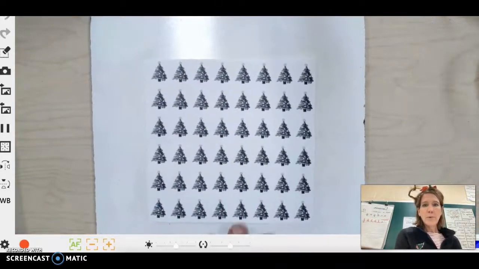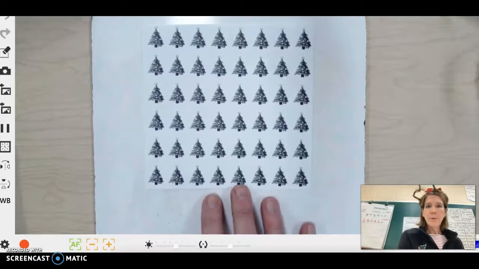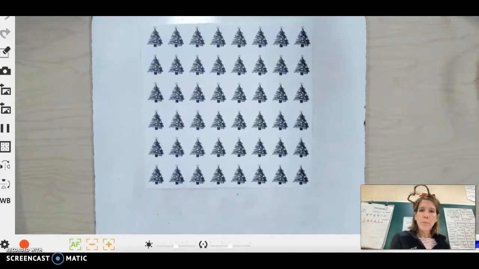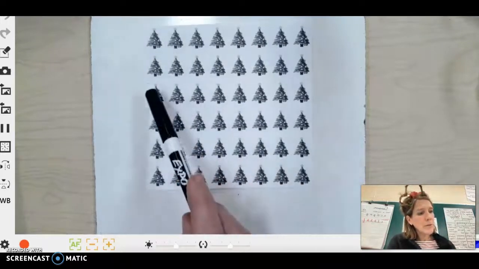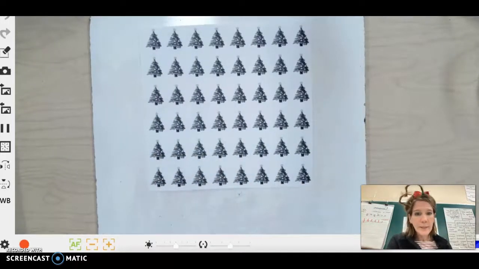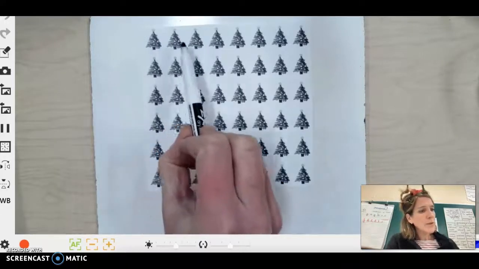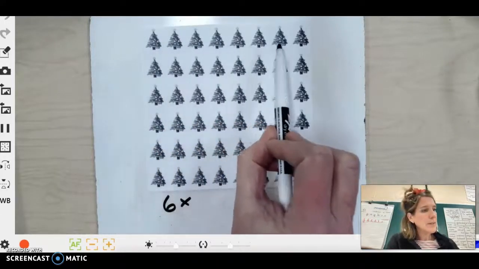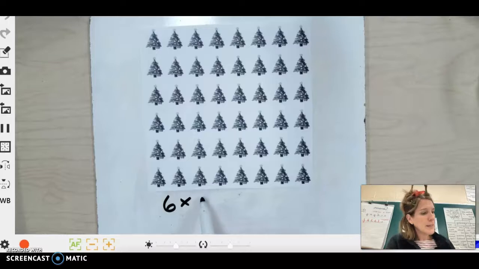On your whiteboard or your piece of paper, can you name this array? What would this array be called? Ready? This array would be 1, 2, 3, 4, 5, 6, 6 times 1, 2, 3, 4, 5, 6, 7, 8. This would be 6 times 8. All right, 6 times 8.